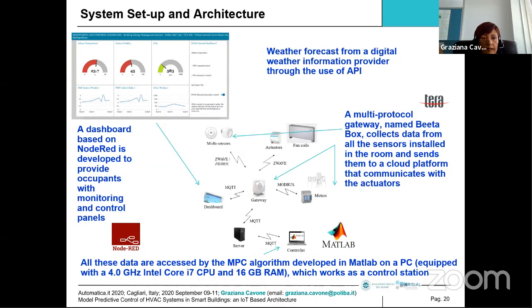We have on the left a dashboard that is based on Node-RED, developed to provide the occupants with the monitoring and control panels. We have the weather forecast from a digital weather information provider through the use of an API. Then we have a multi-protocol gateway that is named Beta Box that collects the data from all the sensors installed in the room and sends them to the cloud platform that communicates with the actuators. And all these data are accessed by the MPC algorithm that is developed in MATLAB on a PC and works on a control station.